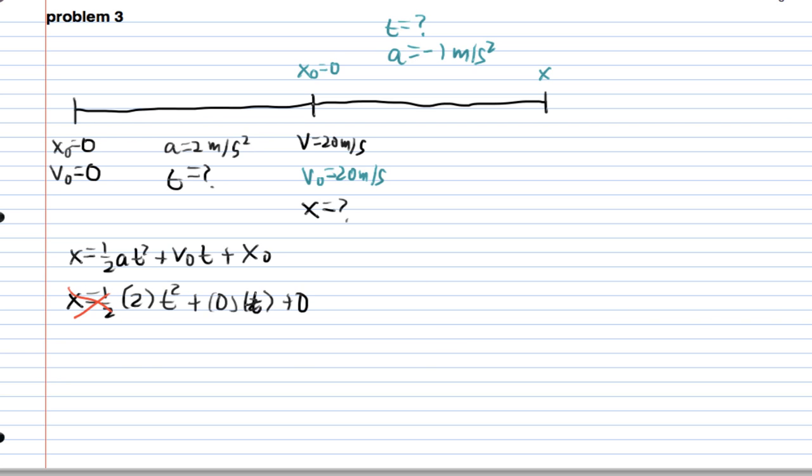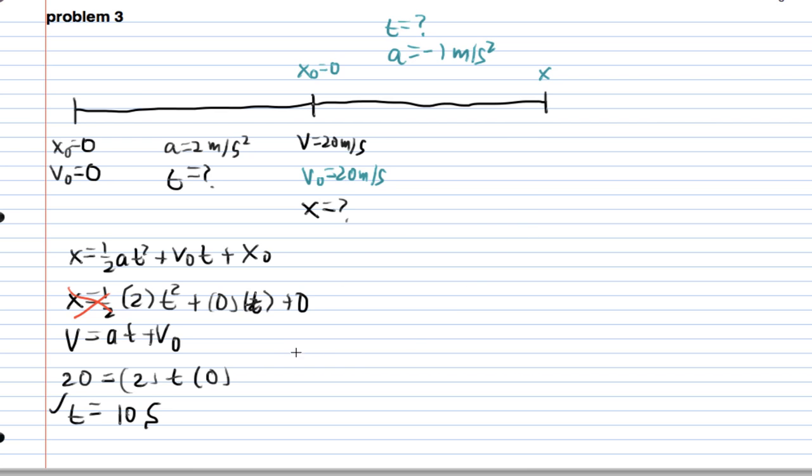Let's try the next formula. V equals AT plus V naught. And let's see what we can get. So I know that my final speed is 20, A is 2, T is unknown, and my initial speed is 0. So I know that T actually ends up being 10 seconds to accelerate to speed. So there's one helpful piece of information. Now, can I do anything with that?